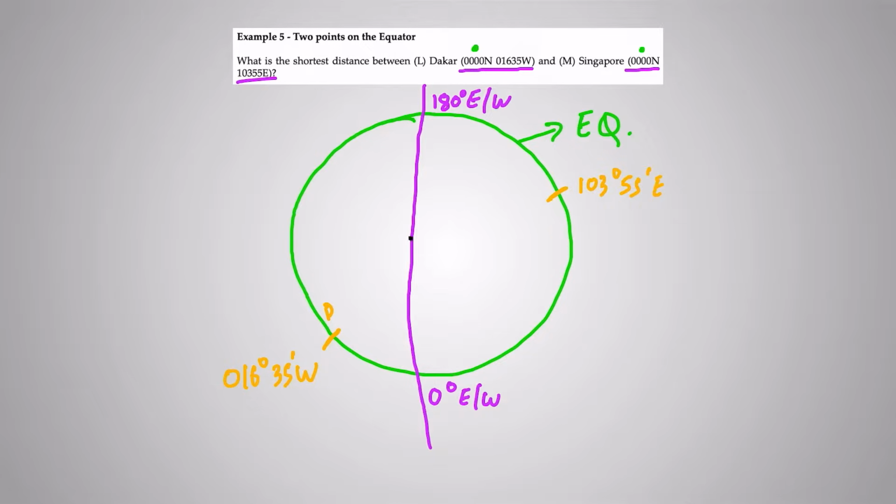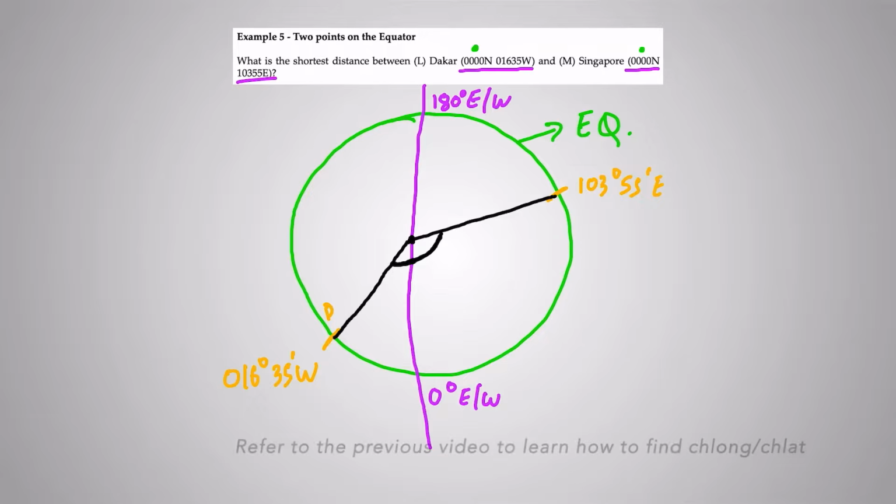If I join these places to the center of the earth, we'll have this angle. And this angle will not be the change in latitude, but the change in longitude, because the latitude is the same for both of them, which is 0 degrees north or south. So to find the change in longitude, we just add this angle to this angle.